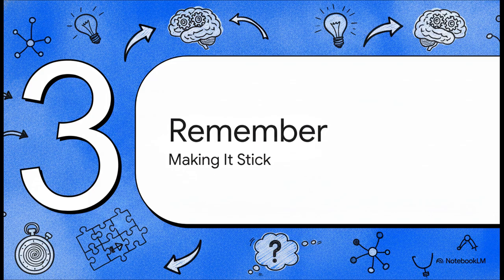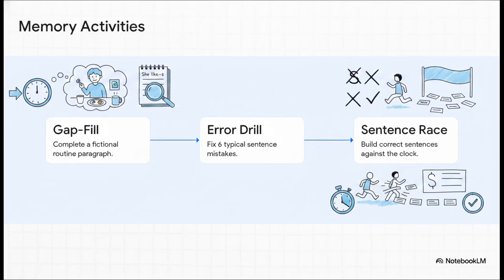Remember, making it stick. For the next 15 minutes, the cognitive focus shifts to controlled, low-risk practice where we move those rules from short-term understanding into active memory. At this stage, errors are entirely expected and the stakes are super low. You can accomplish this through 3 quick, focused activities.